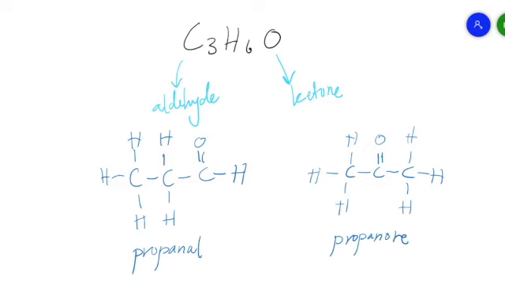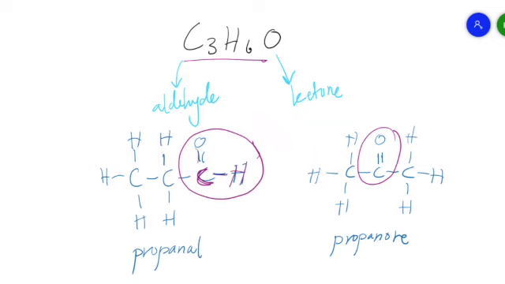Now you can see that they both have the same molecular formula, which is C3H6O, and you can count the hydrogens to see that they have the same number of hydrogens, same number of carbons, and same number of oxygens. But the functional groups here are very different. This is a carbon bonded to a hydrogen and a double bonded oxygen, whereas this is just a carbon bonded to a double bonded oxygen and two other carbons. And remember that having these two different functional groups gives them different chemical properties.